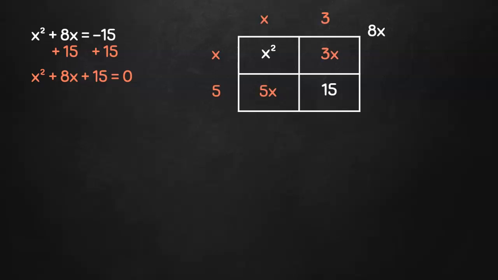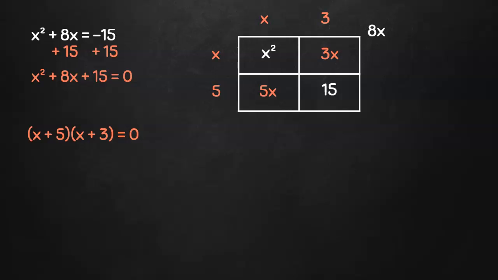Then I can go ahead and figure out what my factors would be. So x times x would have gotten me that x squared. I needed two numbers that would have multiplied to 15, which is 5 and 3. And then when I add 5 and 3 together, that gets me the 8x in the corner. So my two factors are x plus 5 and x plus 3.